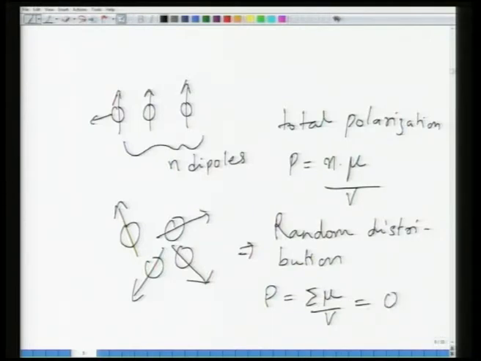Now, that is where you come across a concept: in which system you have dipoles which are aligned, and in which system dipoles which are not aligned. We will come to these concepts a little later, but on a general note, if dipoles are aligned, then polarization is the sum of all those dipoles. If dipoles are randomly distributed, then polarization is equal to 0.